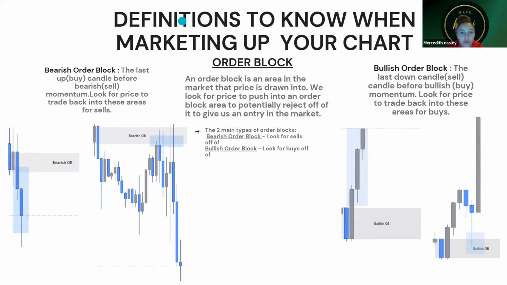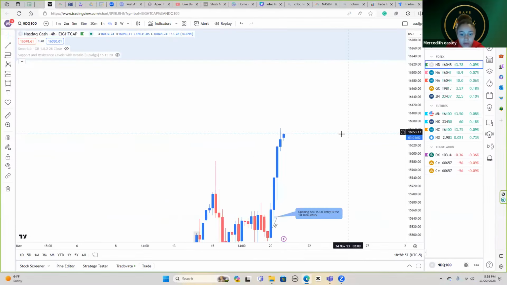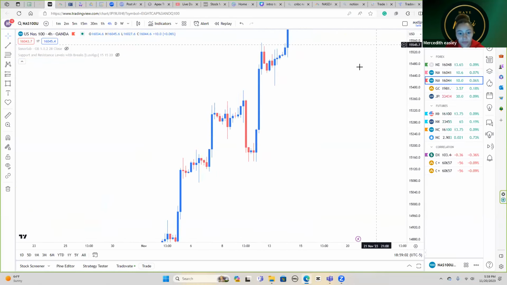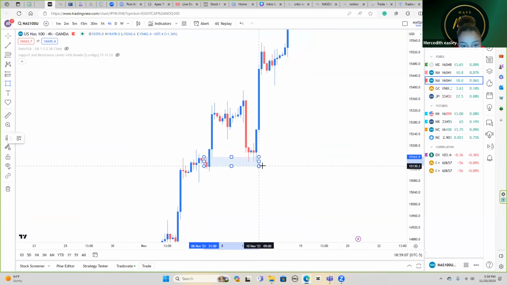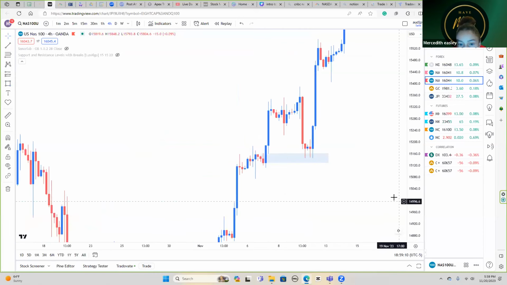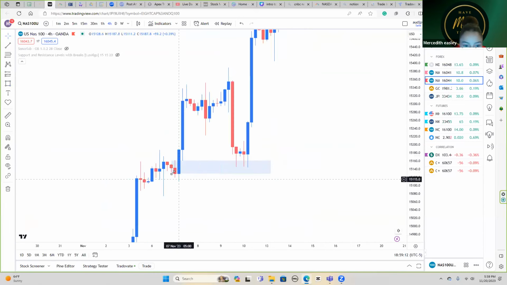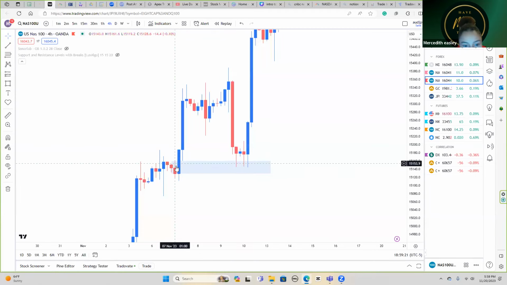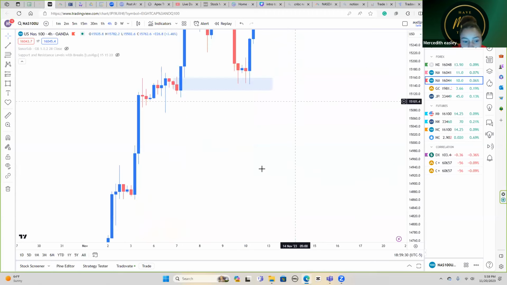So let me go to the charts real quick. Let's look at an order block. We've got one here. You can draw order blocks from body to body or body to wick. When the body is small, I draw it from body to wick. This is the last down candle, right? Or you could have drawn it like this, still hit. The last down candle before upward, bullish momentum. We wait for price to trade into these areas to buy off of.